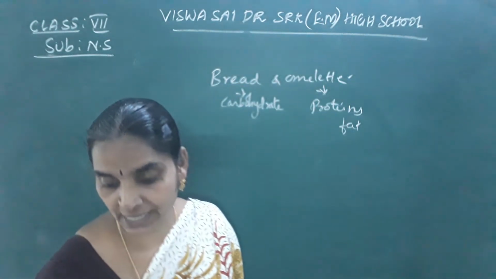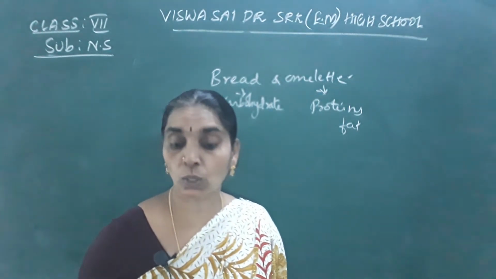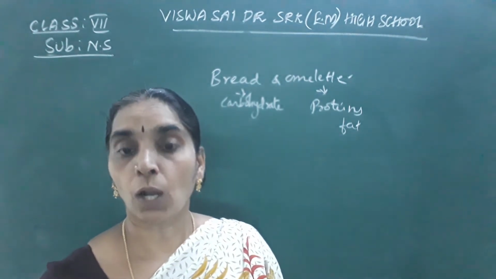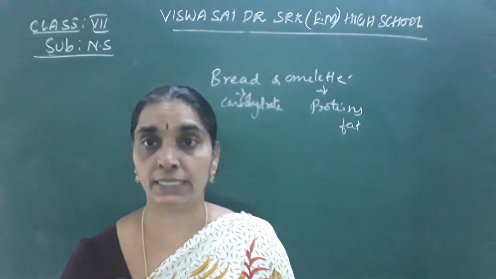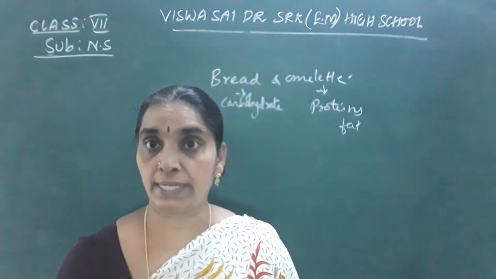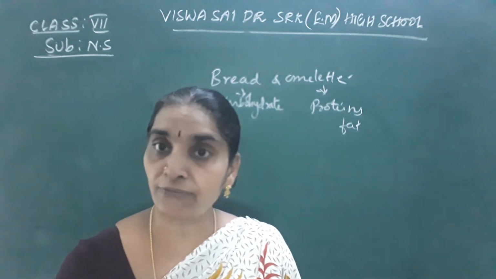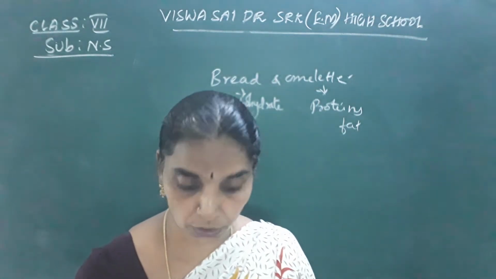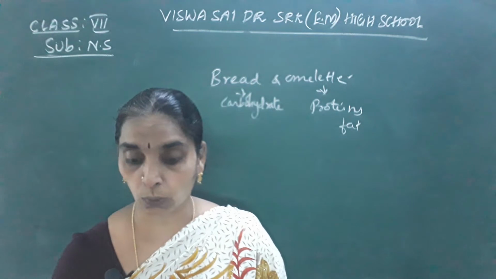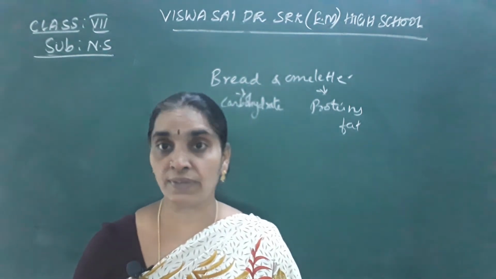Okay children. The next question is, make a list of food items that contain all components of food. All components of food, that is, a food that contains carbohydrates, that is cereals, proteins, that is a pulse, a little fat, jaggery. Jaggery, I told you earlier, to make a diet a balanced one, it requires carbohydrates, proteins, fats and green leafy vegetables.